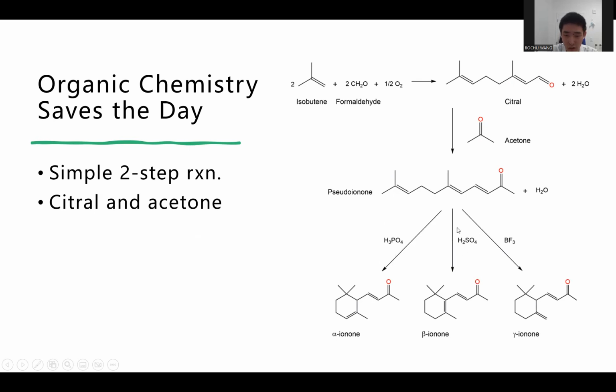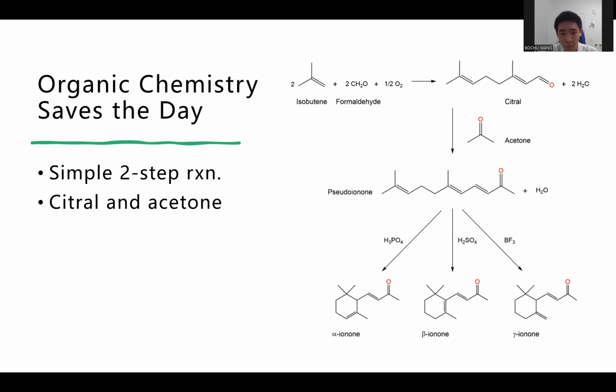If you use a strong acid such as sulfuric acid, you will get beta ionone. If you use a weaker acid like phosphoric acid, you will get alpha ionone. And if you use a Lewis acid like BF3, you will get gamma ionone. And this reaction is really beautiful because the starting material is really easy to get. Acetone, you know, is a common solvent. Citral is just an aldehyde with unsaturation, and it can be easily obtained from isobutene and formaldehyde.